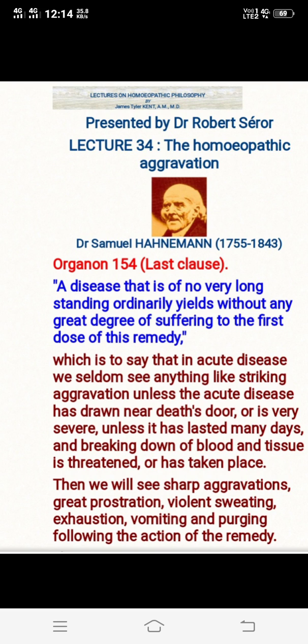So this is regarding the acute condition: you will find a mild form of aggravation, but in chronic condition you will find aggravation that is so severe. This is the main theme of this para. Then in the next para, Dr. Kent explains that a disease ought always to be well considered as to whether it is acute or chronic.